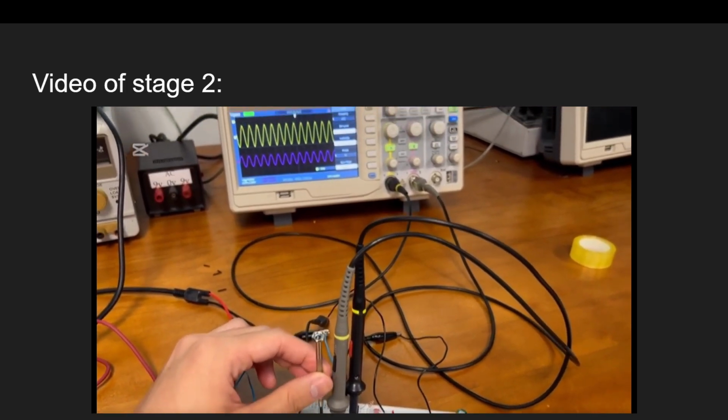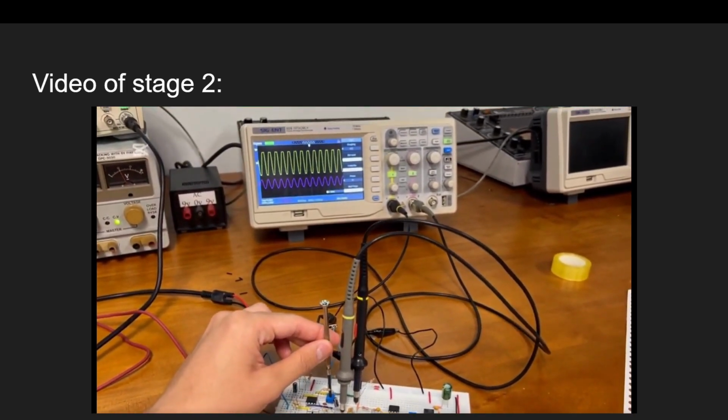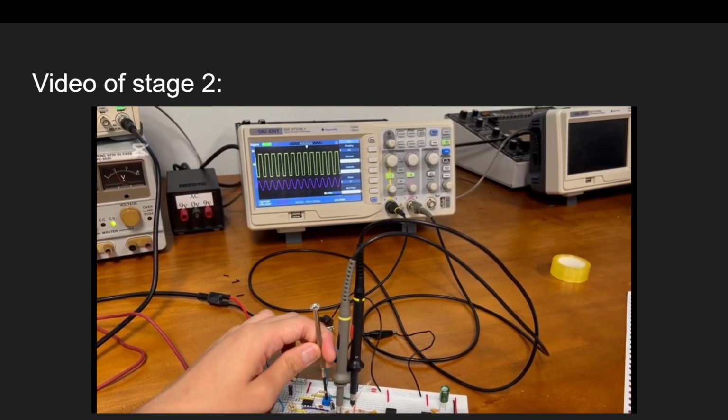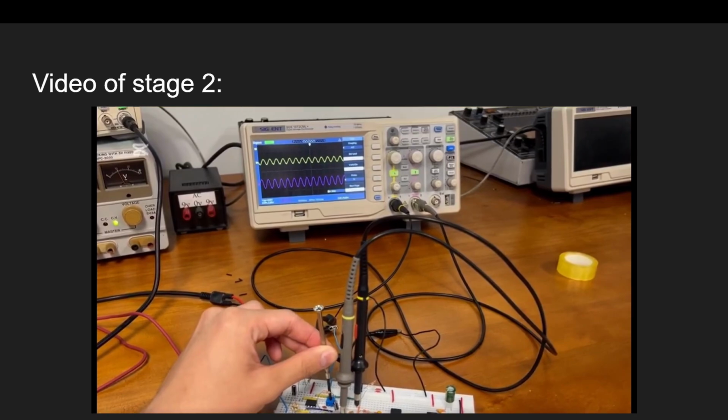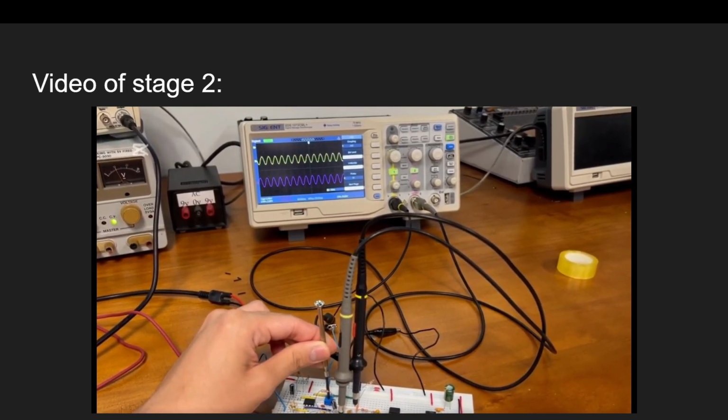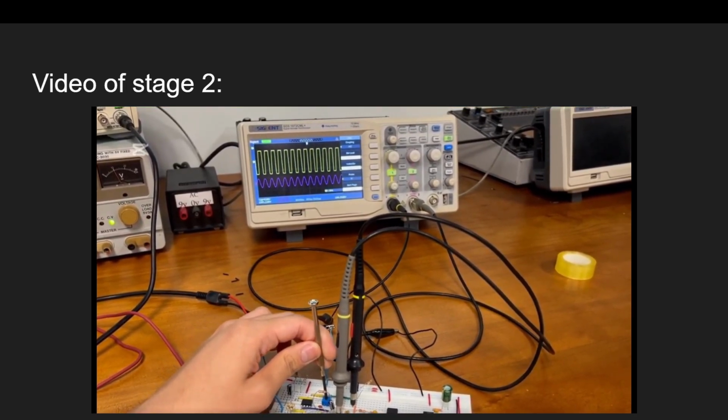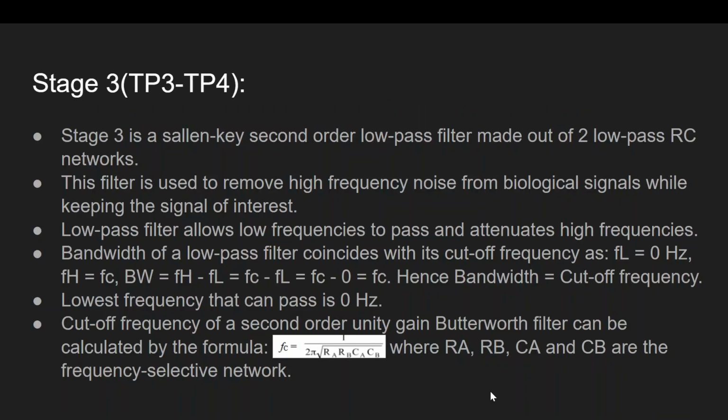Now, when turning the trimmer right, the sine wave would increase until the output voltage is too high and the wave cuts off at the top. And by turning the trimmer left, the sine wave would decrease until the trimmer is flat. Now, I will explain stage 3.